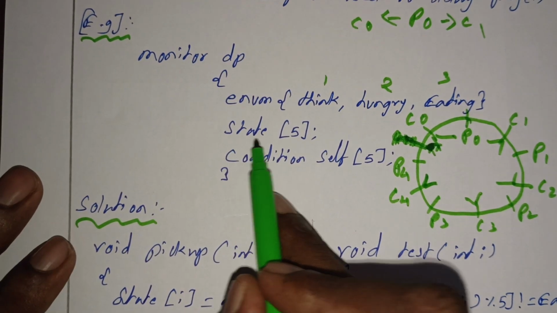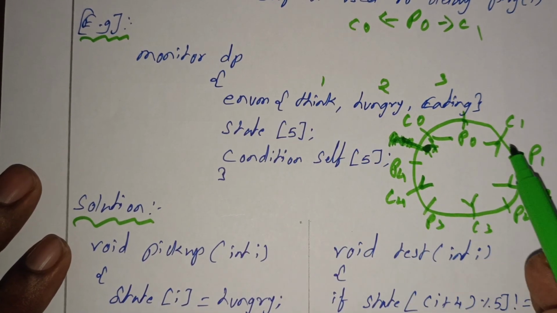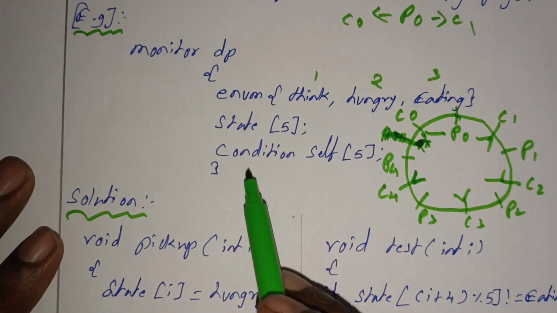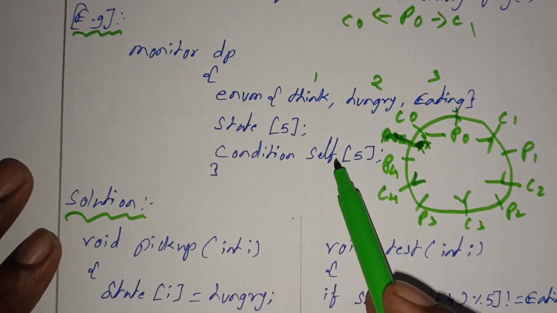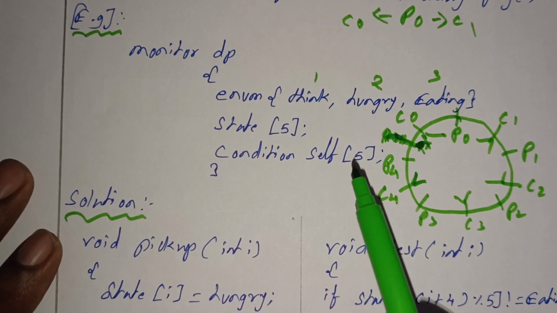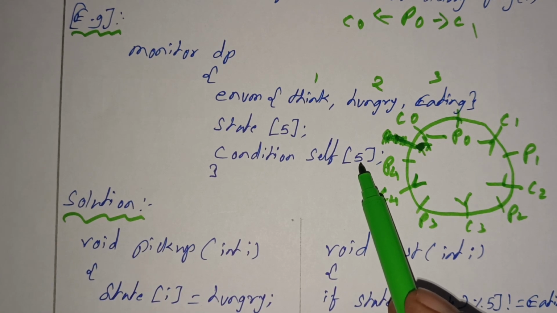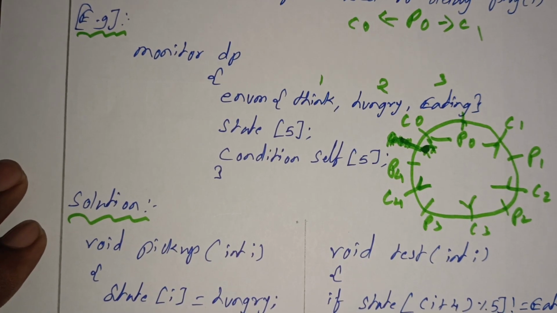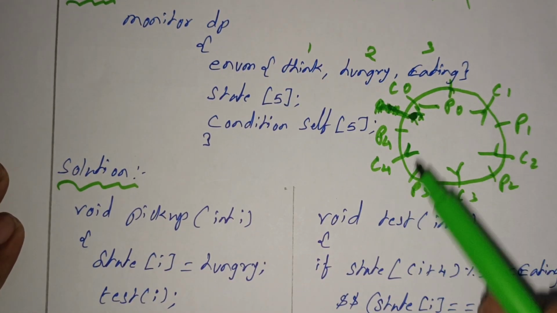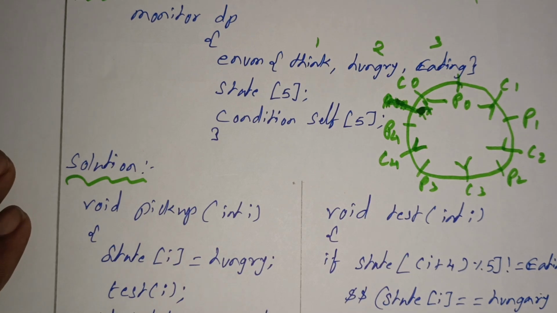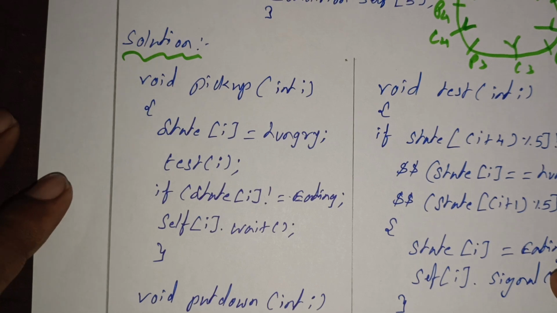So how many philosophers are there? The state here is 5, totally 5 philosophers and 5 chopsticks, and the condition self is also 5. I told you already, the condition self is used to delay the philosopher when the philosopher is hungry but unable to obtain the chopstick. I have drawn this diagram for self-understandability of how pickup and drop actually work. Let me take you to the solution part.